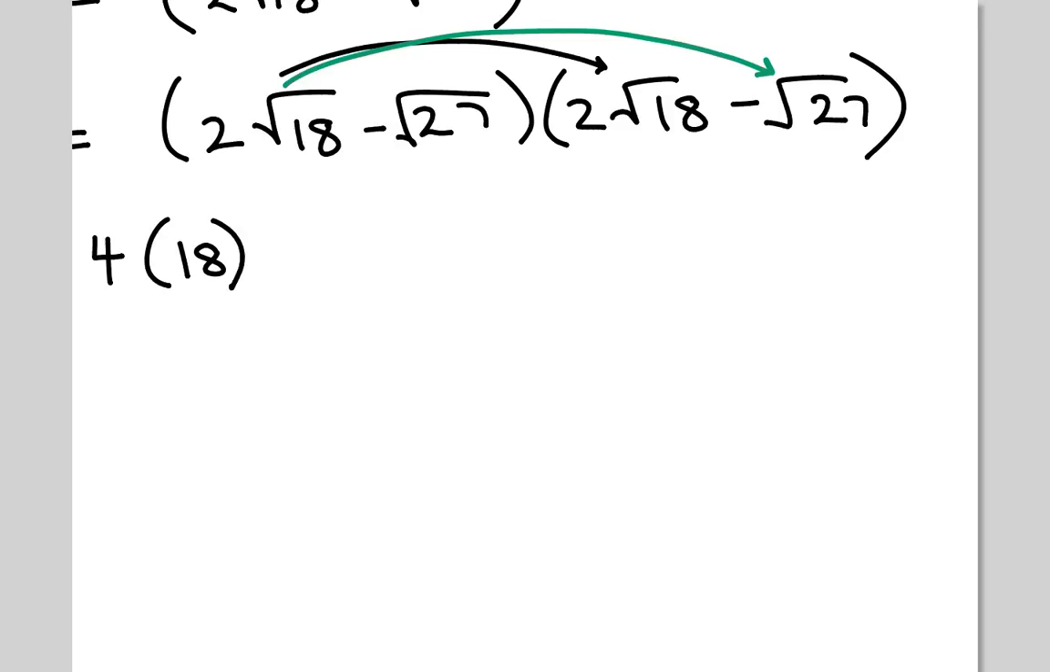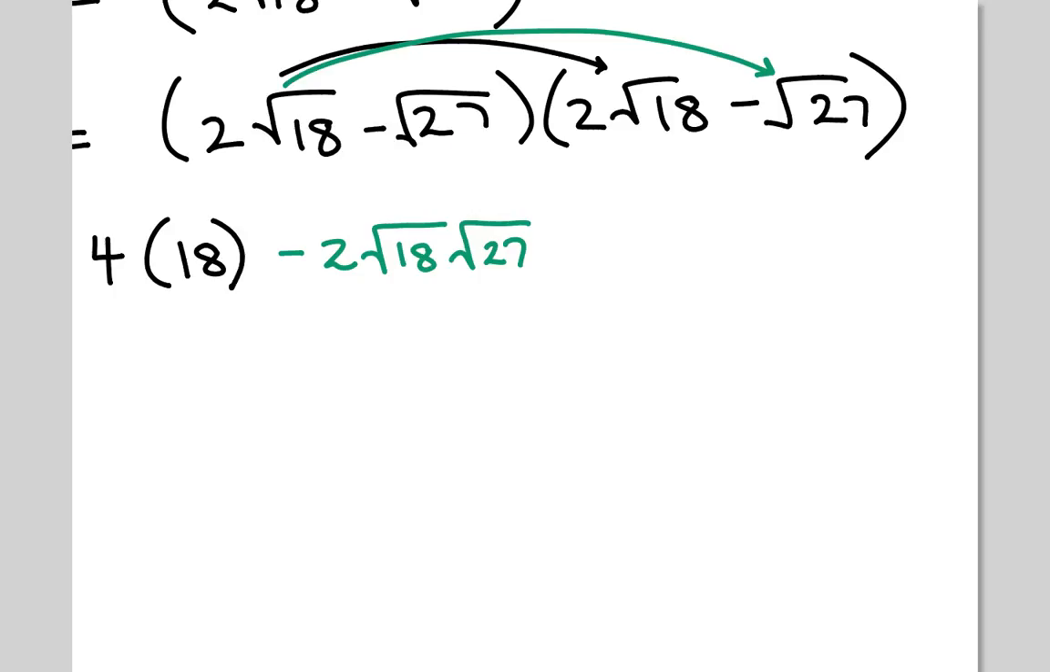Now the second distribution, the coefficients are 2 and -1. Those multiply for -2, and then root 18 and root 27. I'm just going to write them like this because I don't know what that is. 18 times 27 is too big, so I'm just going to leave it.